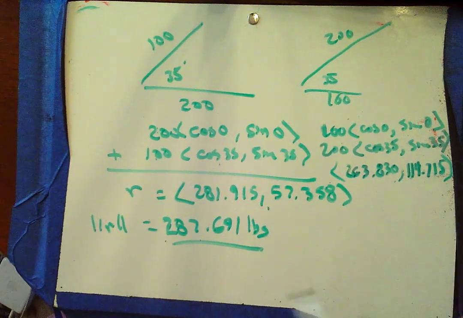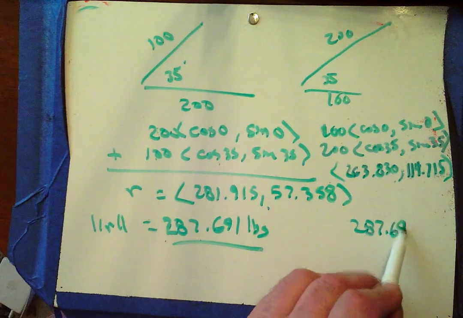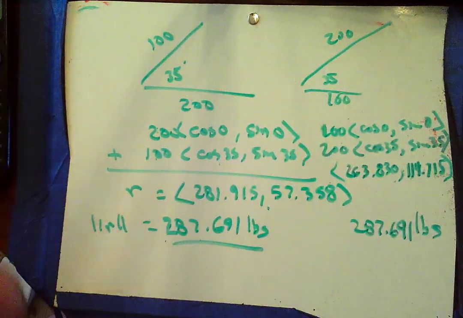So 263.830 squared plus 114.715 squared. Don't forget to take the square root. And yes, I do get 287.691 pounds again. So here's the thing.